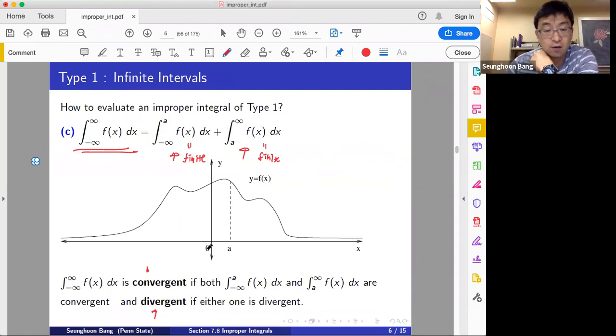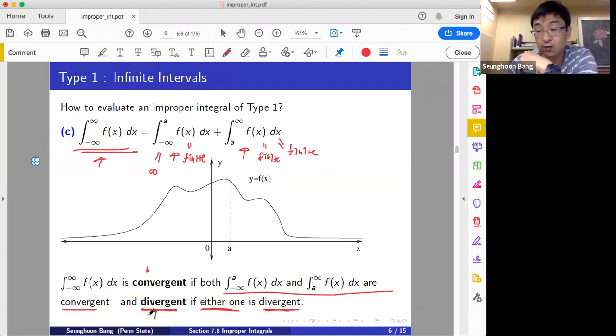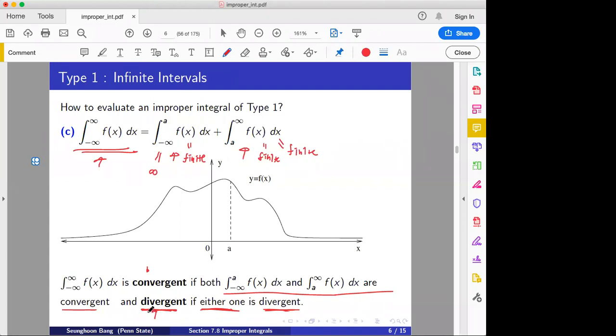Okay, good. Yes, convergent, because both are convergent. This is the reason. So one more. You can calculate this one. The answer is infinity, so it is divergent, and this one is finite. What is the answer? Convergent or divergent? Yes, divergent. If either one is divergent, the answer is divergent. Really be careful. Either one is divergent, answer is divergent.